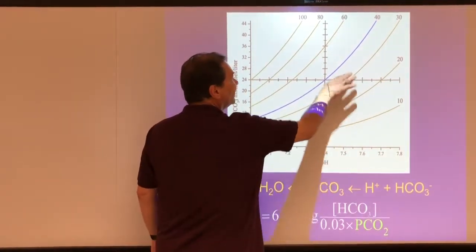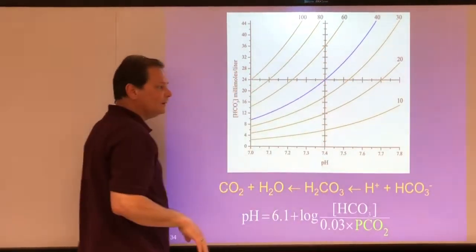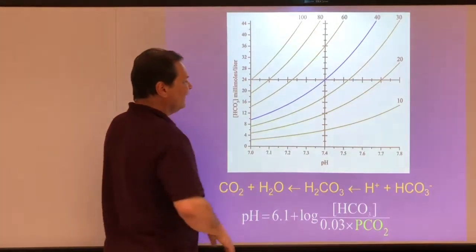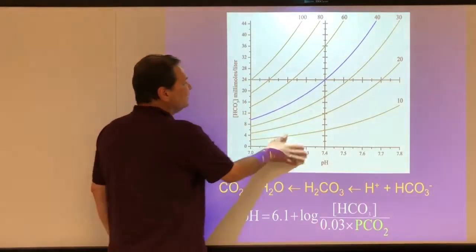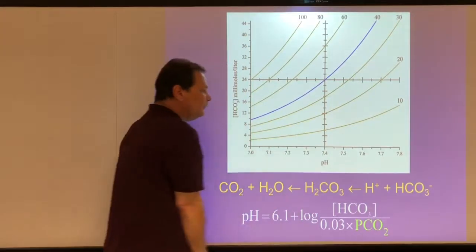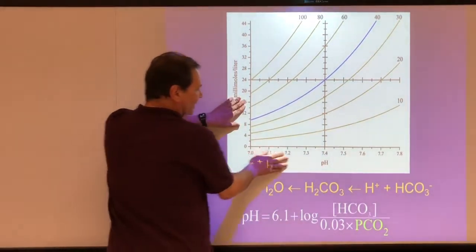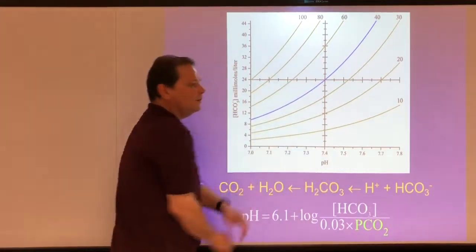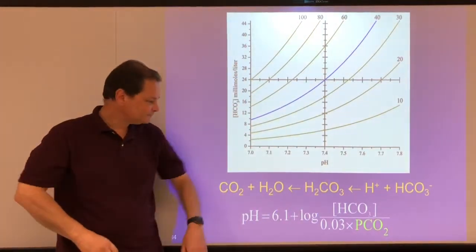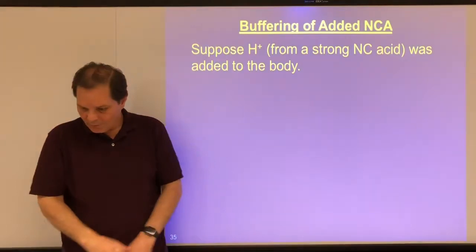We have them here for 10, 20, 30, 40, 60, 80, and 100. All right, so our Davenport nomogram has a bunch of isobars representing CO2, so that we can look at the relationship between bicarbonate, pH, and CO2 all in one graph. Okay?